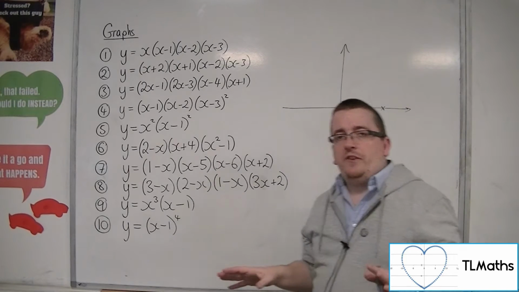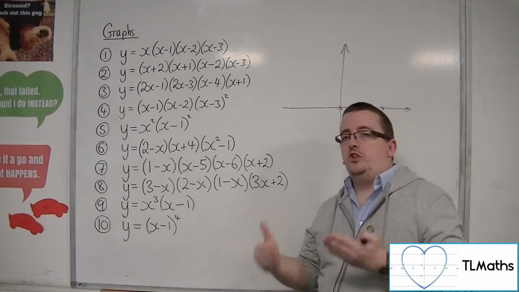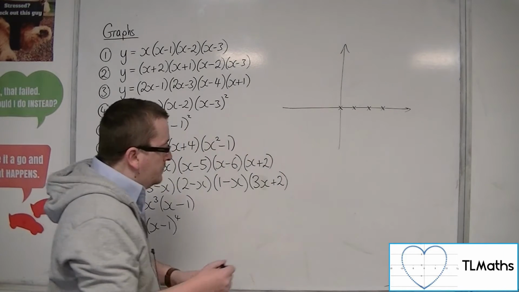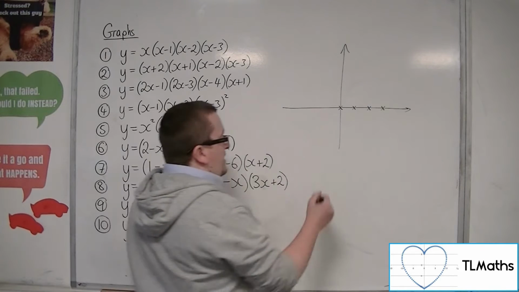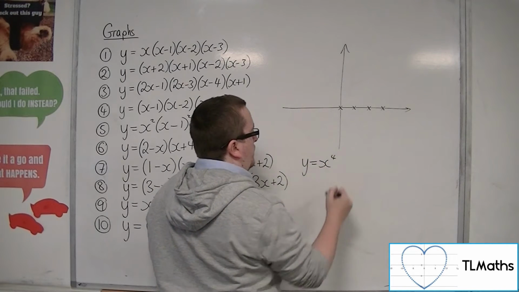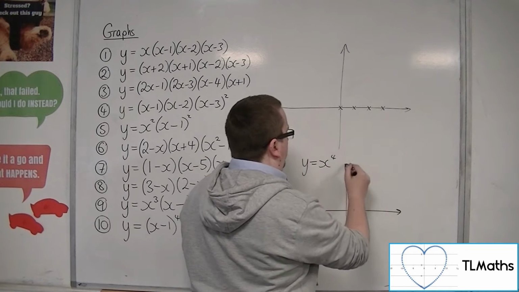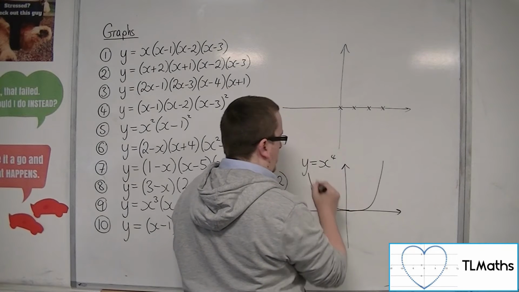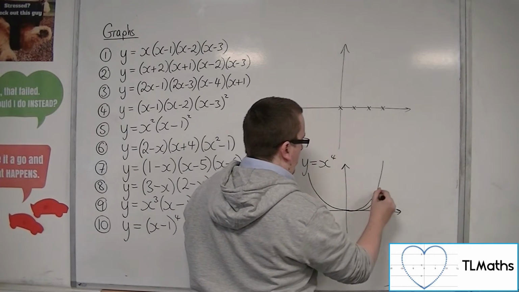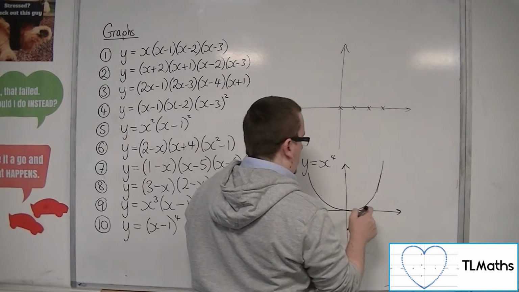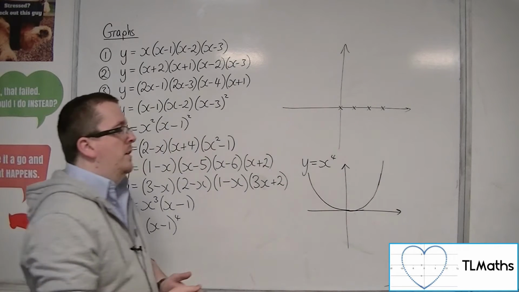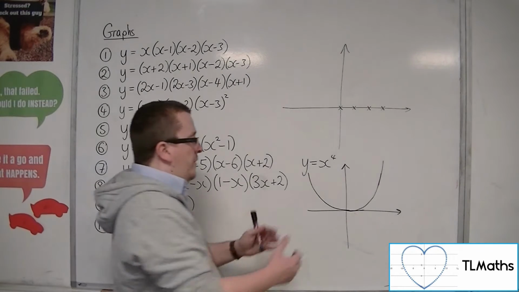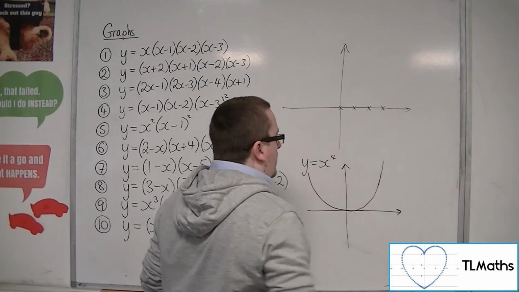Now, before we go any further, we need to understand what a quartic in general looks like. If you go back to just y is equal to x to the 4, y equals x to the 4 looks like this. It's kind of got quite a flat bottom, kind of like a quadratic from afar, but it's got a flatter bottom and it's got steeper edges.